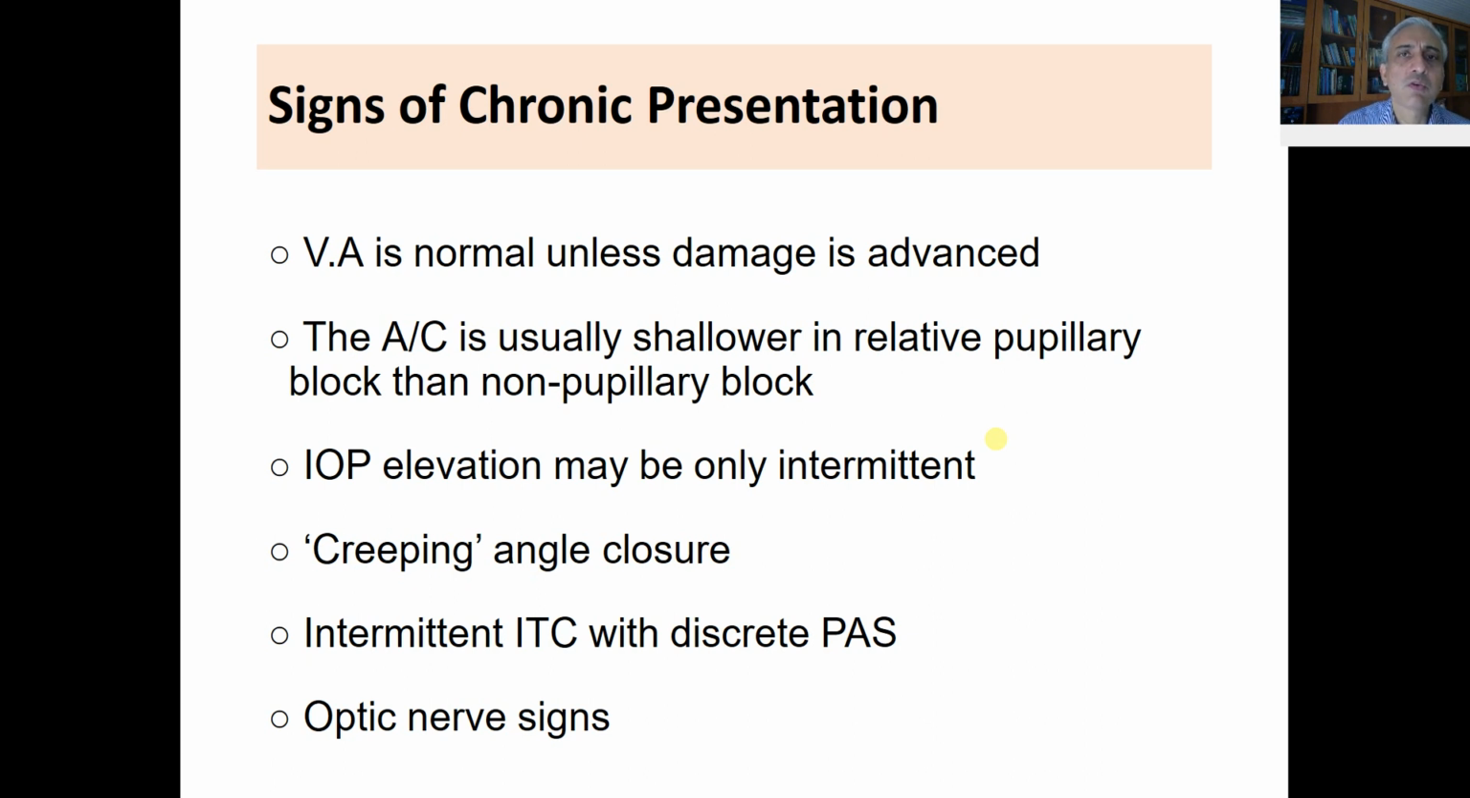So what are the signs of chronic presentation? Visual acuity is normal unless damage is advanced. The anterior chamber is usually shallower in relative pupillary block than non-pupillary block.